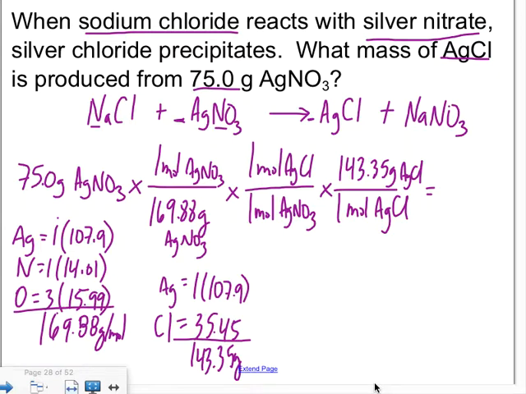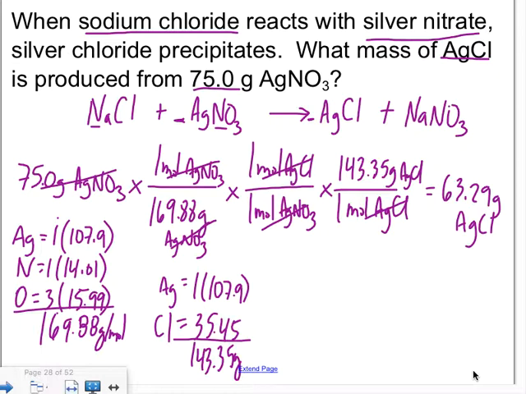And my units will cancel out, okay? If you want to check yourself, before you punch it in, make sure your units cancel out. Grams of AgNO3, yep, that's going to cancel out. Moles of AgNO3, yep, that's going to cancel out. Moles of AgCl, yep, that's going to cancel out. I'm left with grams of AgCl. That's what we want. Punch it into the calculator. 63.29 grams of AgCl.